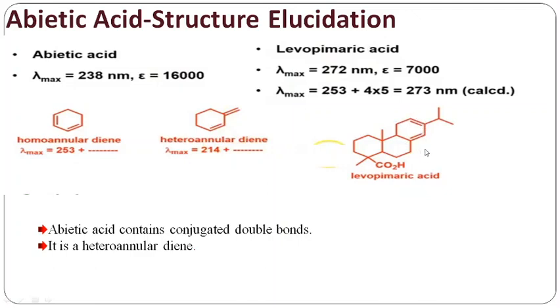This means this is a homoannular diene. But on the basis of lambda max, we reach the following conclusion: that abietic acid contains a heteroannular diene because the lambda max value is 238. So on the basis of UV spectra, we reach the conclusion that abietic acid contains conjugated double bonds and it is a heteroannular diene. This is a very important conclusion, which confirms the structure, or which differentiates the structure of abietic acid from levopimeric acid.